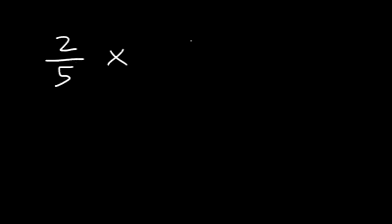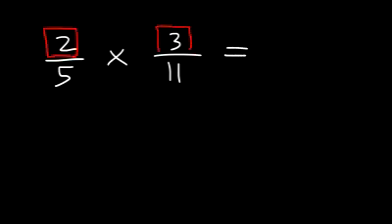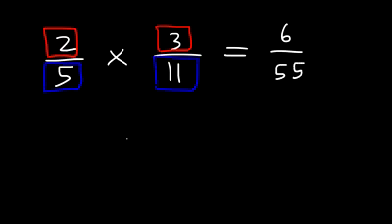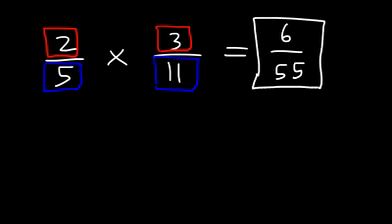Go ahead and multiply these two fractions. 2 over 5 times 3 over 11. So once again, we're going to multiply across. 2 times 3 is 6. And then we're going to multiply 5 and 11. 5 times 11 is 55. And so this is the answer. We can't simplify this answer.